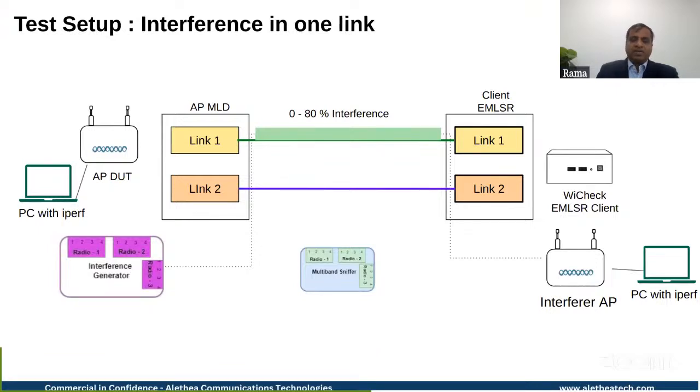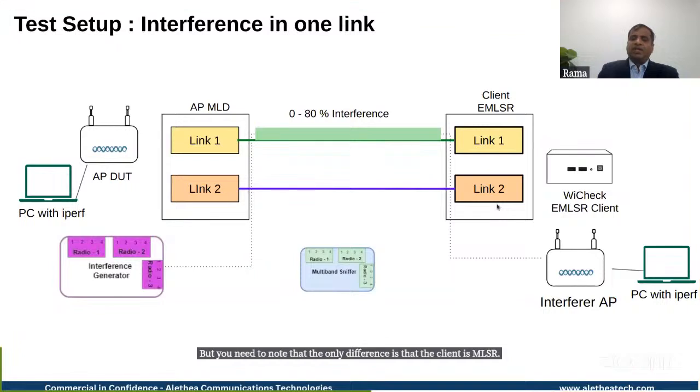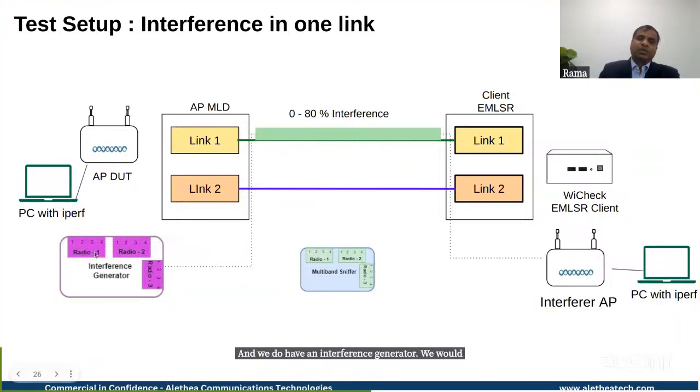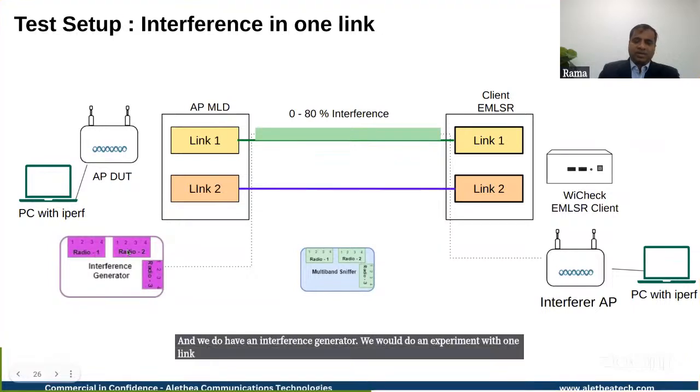So this is the setup for interference on one link, and this is exactly the same as before, but you need to note that the only difference is that the client is EMLSR, so the client can transmit or receive only in one band at a time. So we need to see how this makes a difference. And we do have an interference generator. We would do an experiment with one link interference and two link interferences.